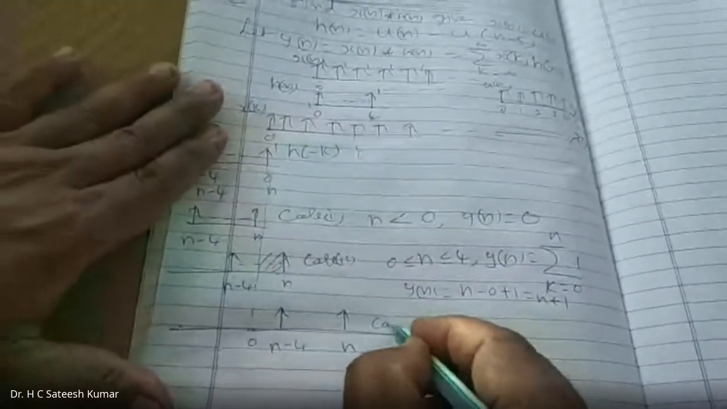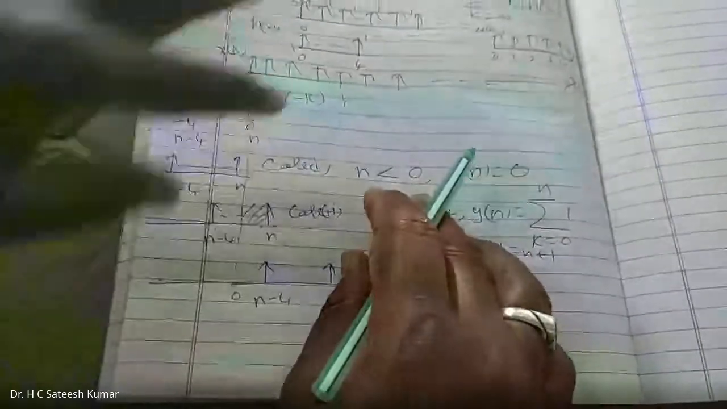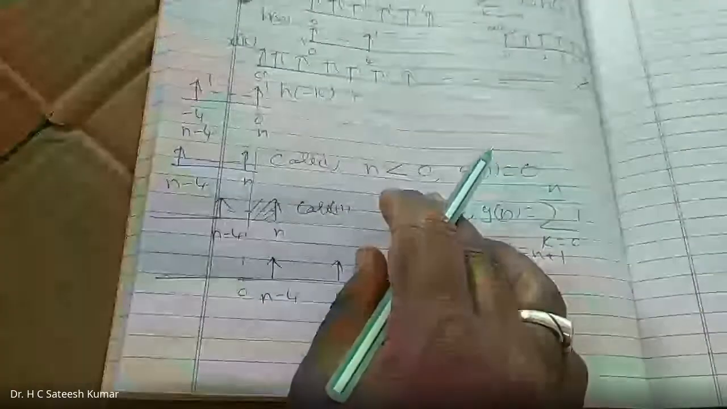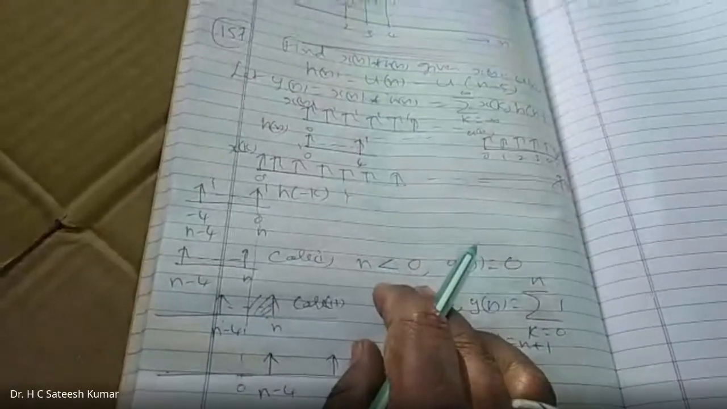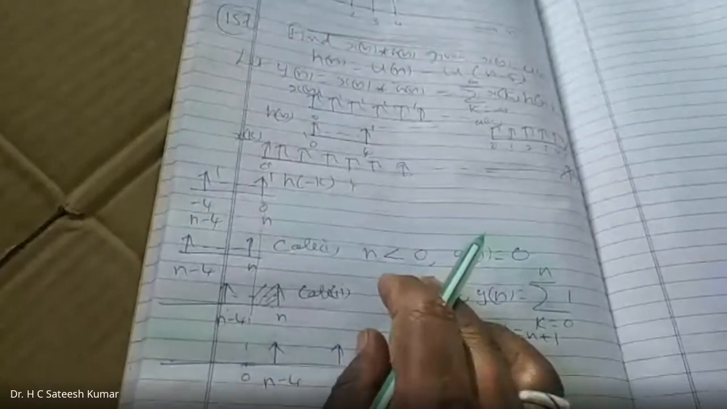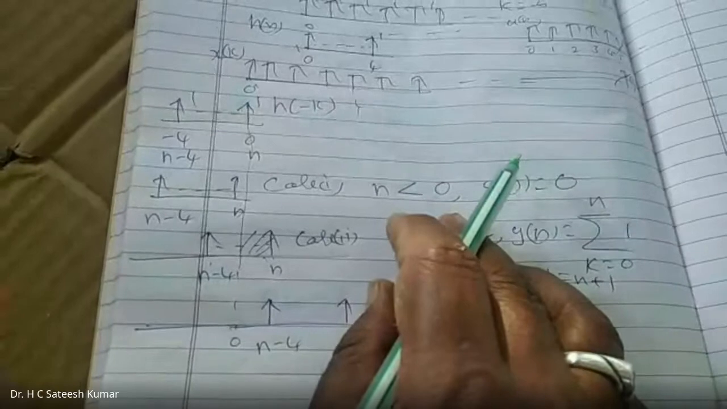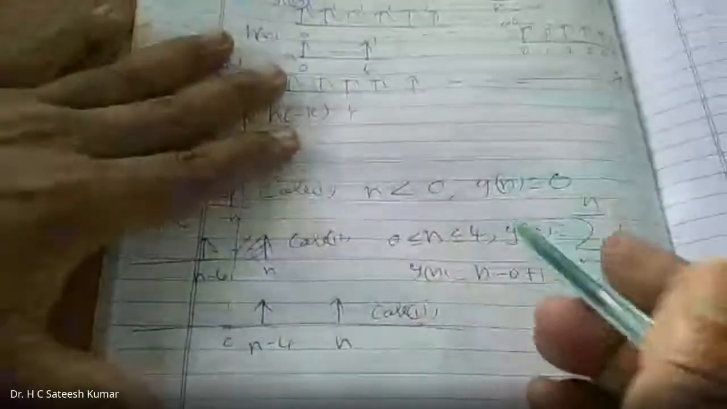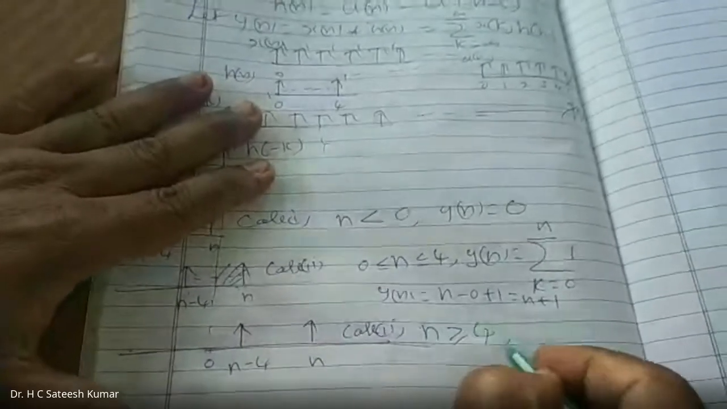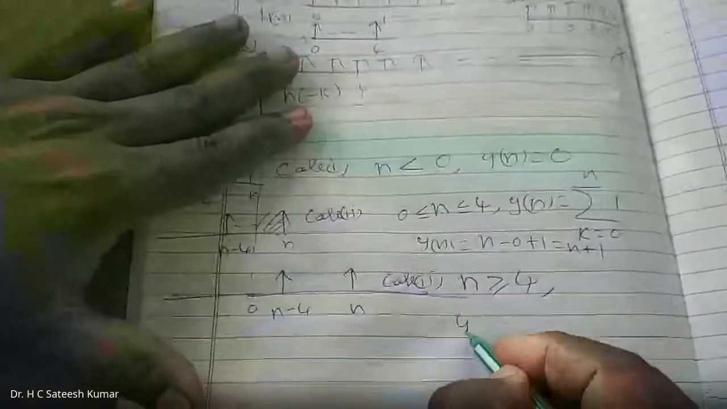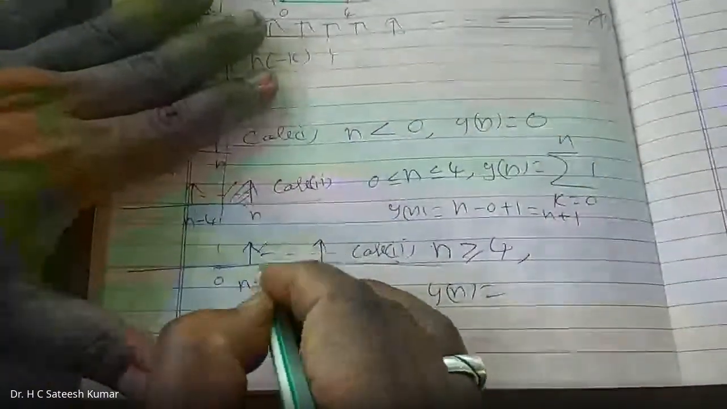Case number 3. Now you start shifting. N crosses 4 up to what? Because first signal is ranging from 0 to infinity. Once it crosses 4 up to infinity, all the elements get overlapped. All the elements get overlapped means what? How many elements are there? 5 elements are there. So therefore, n is greater than or equal to 4. Y of n is equal to what? How many elements are there?